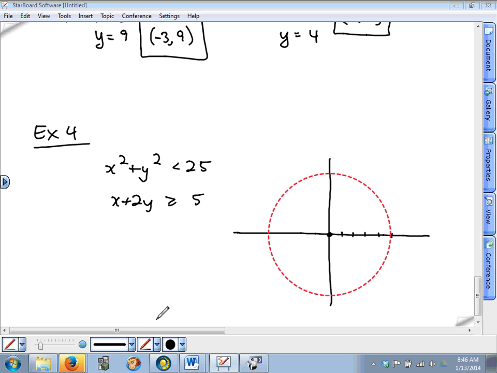Now, we saw it shaded on this one. We've got the circle that's dotted. If we tested the point 0, 0 for x and y, we would have the statement 0 is less than 25, which is true. The test point 0, 0 works, so we shade inside the circle.